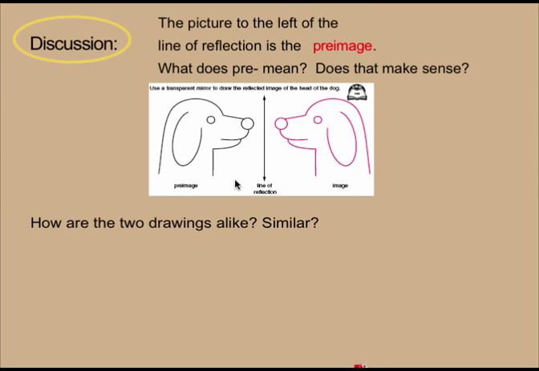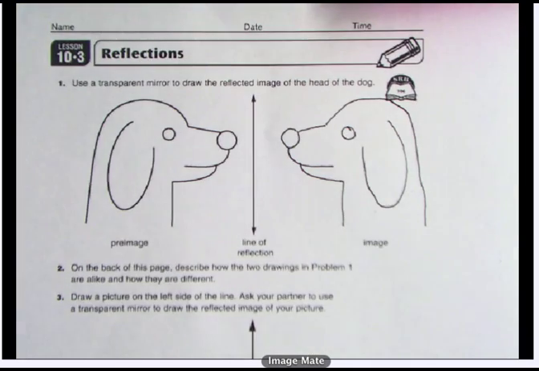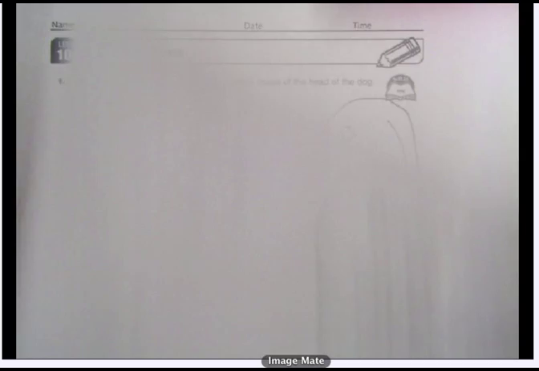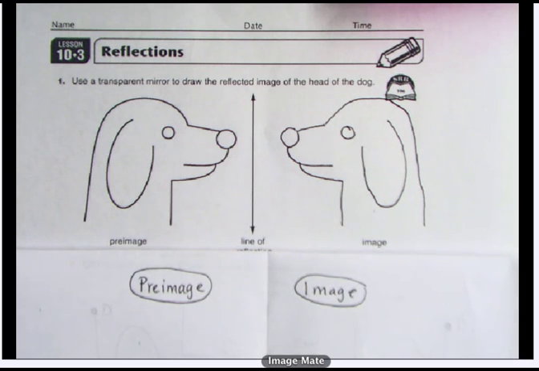Now, we talked before about how the word pre in pre-image means first or before. So a way to remember the pre-image and then the reflected image is that the pre-image is what comes first. It's before the flipped image. I want to talk a little bit about how our drawings are alike and different. So let's switch back over to our camera, and we're going to do a thinking map, because we like thinking maps. We're going to talk about the differences and similarities between our two pictures. So we're going to do a double bubble map.